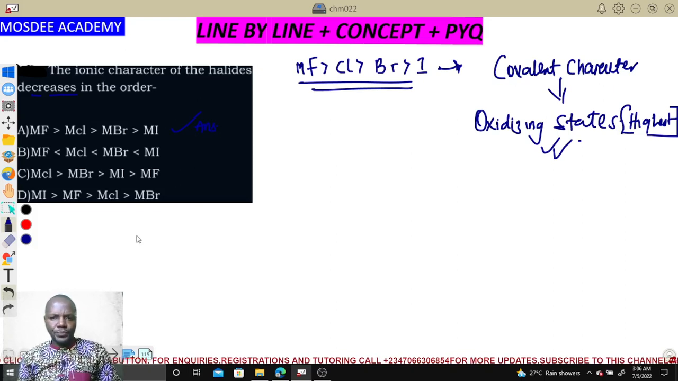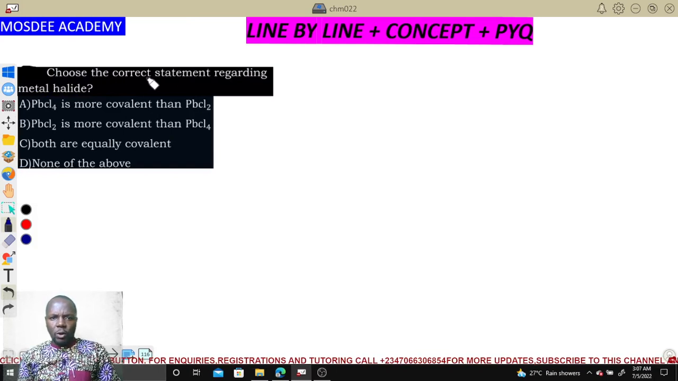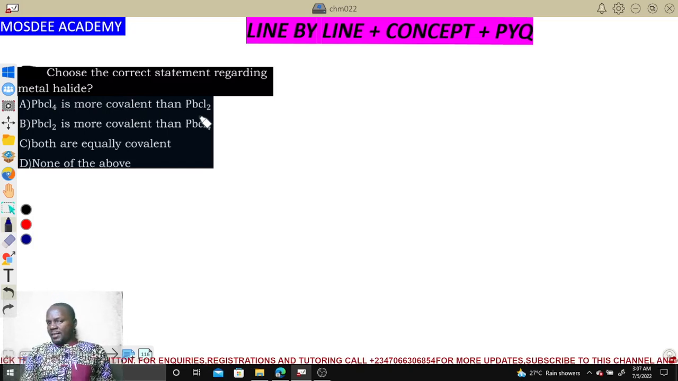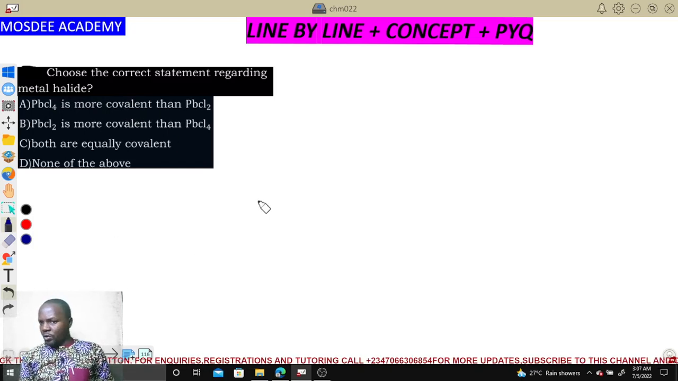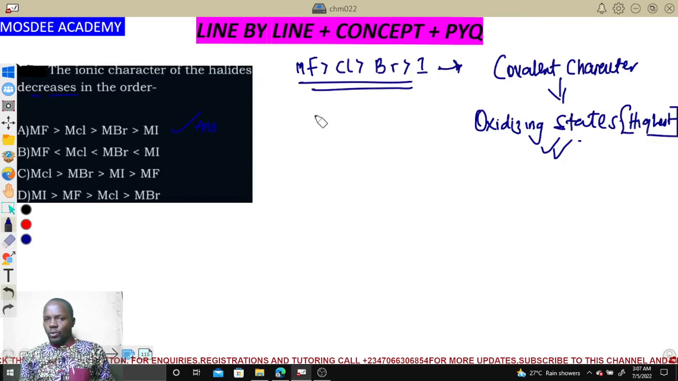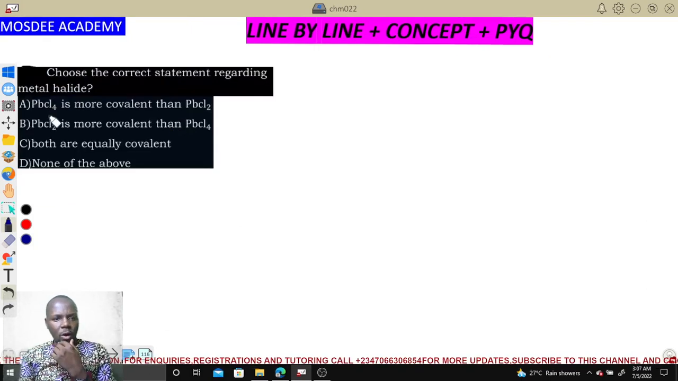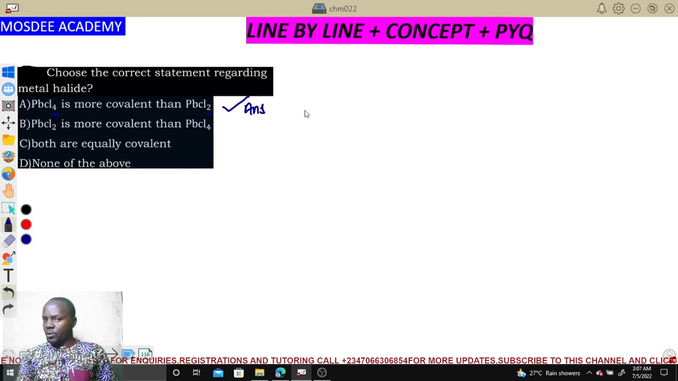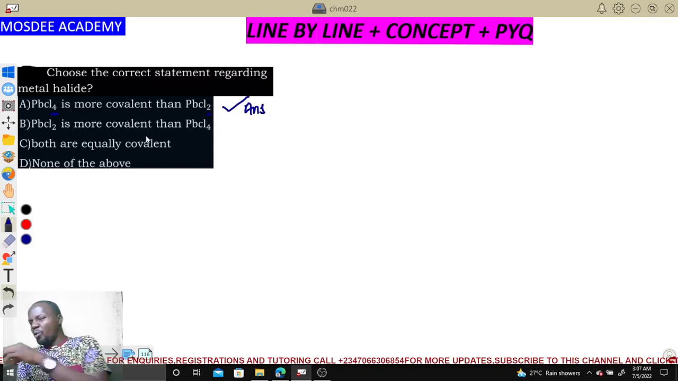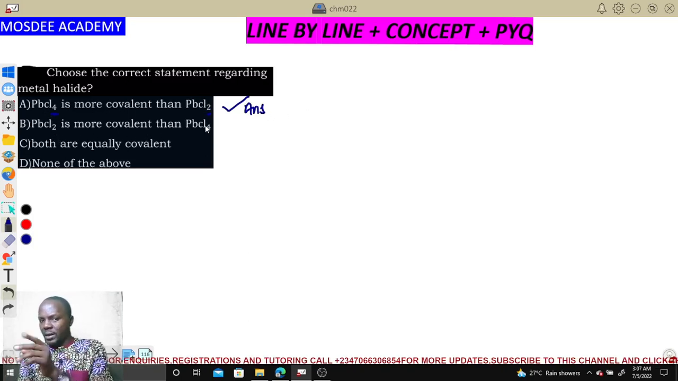The next one. Choose the correct statement regarding metal halides. When they combine with metal, for covalent character, use the oxidation state. Oxidation state of 4, this is 4, this is 2. 4 is more than 2. So this PbCl4 is more covalent than this. PbCl2 is less covalent because this is lead 2, and this is lead 4.